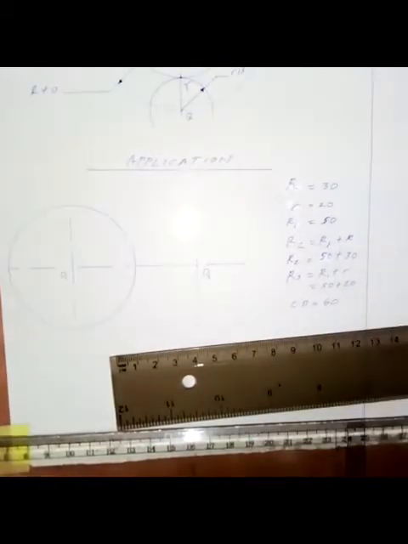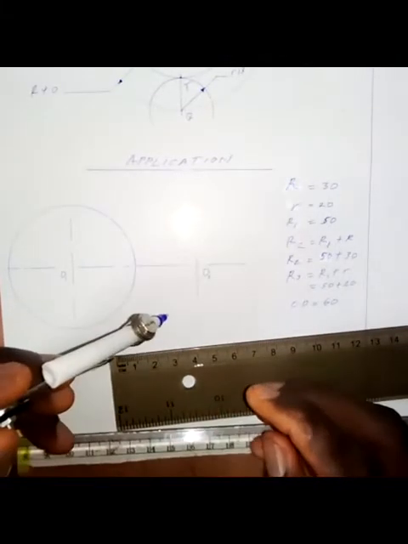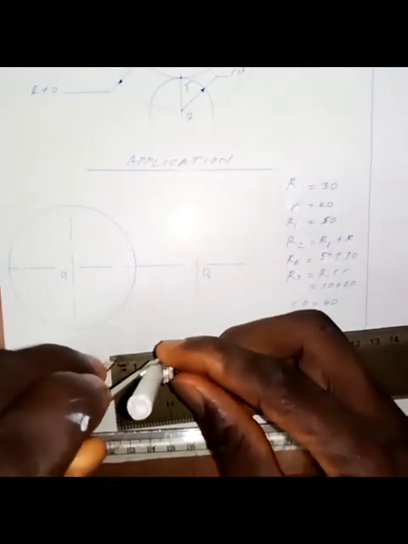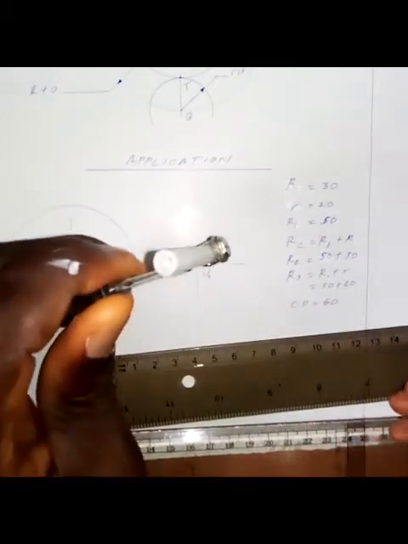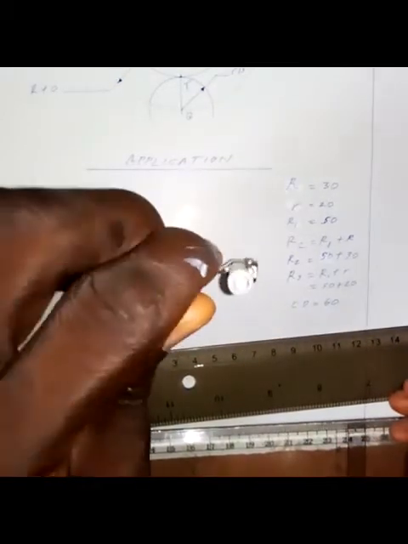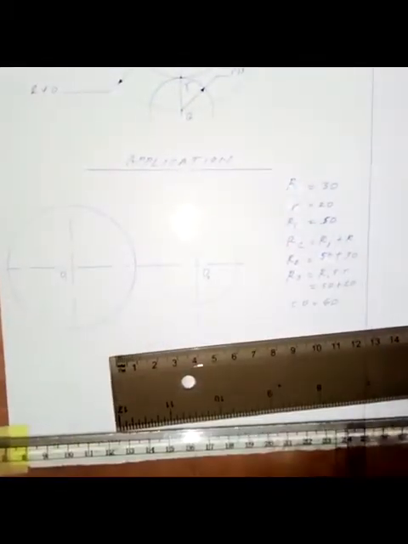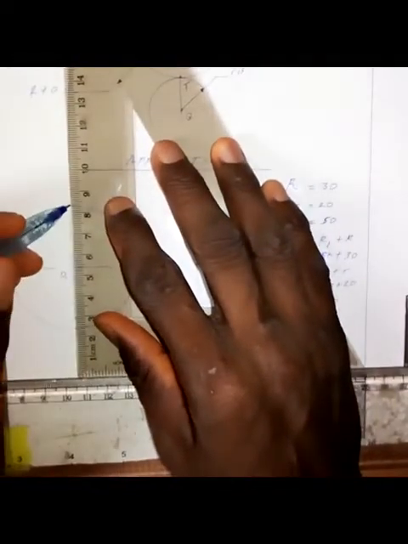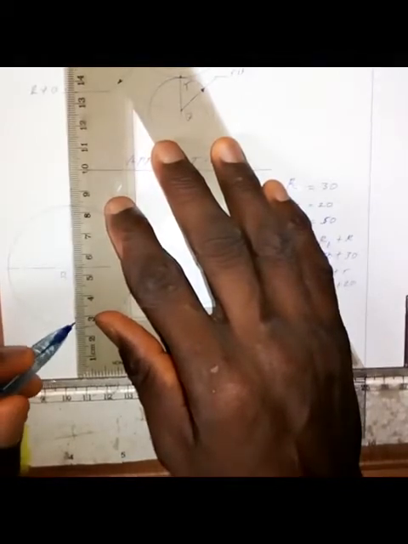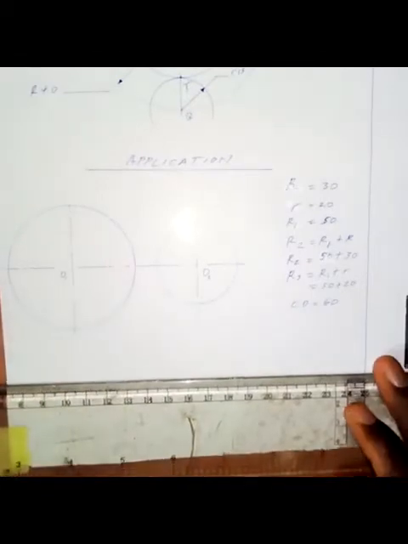Okay, so the next one is I will take 20 and put it at R2. So put it at R2, and I will draw a circle. Okay, so I need to extend this vertical center line. I need to extend it.